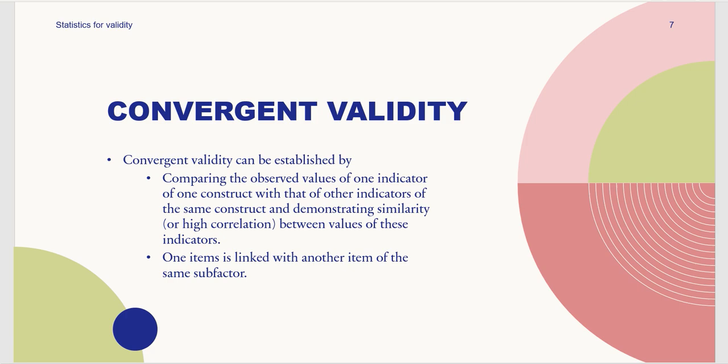Convergent validity can be established by comparing the observed values of one indicator of one construct with that of other indicators of the same construct and demonstrating similarly or high correlation between values of these indicators.